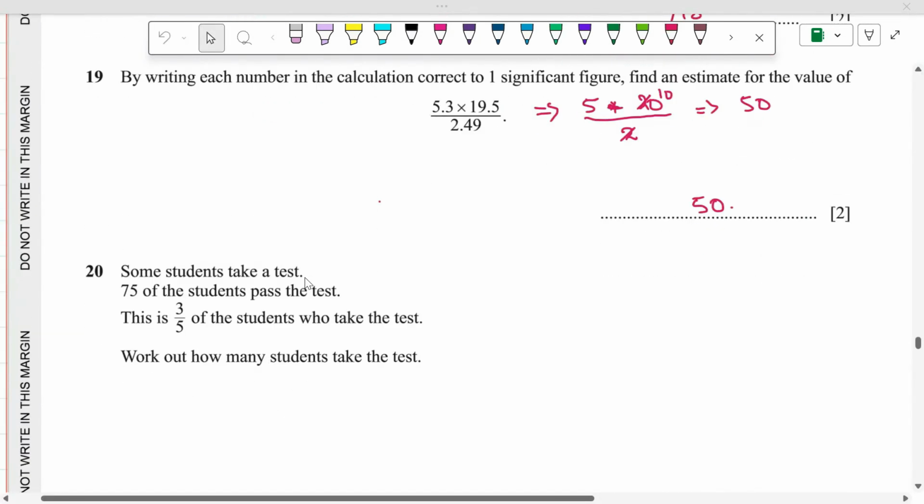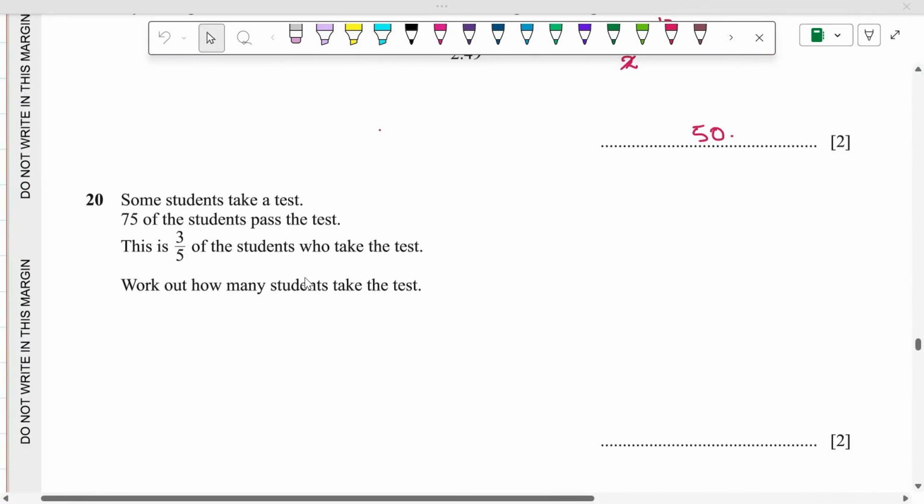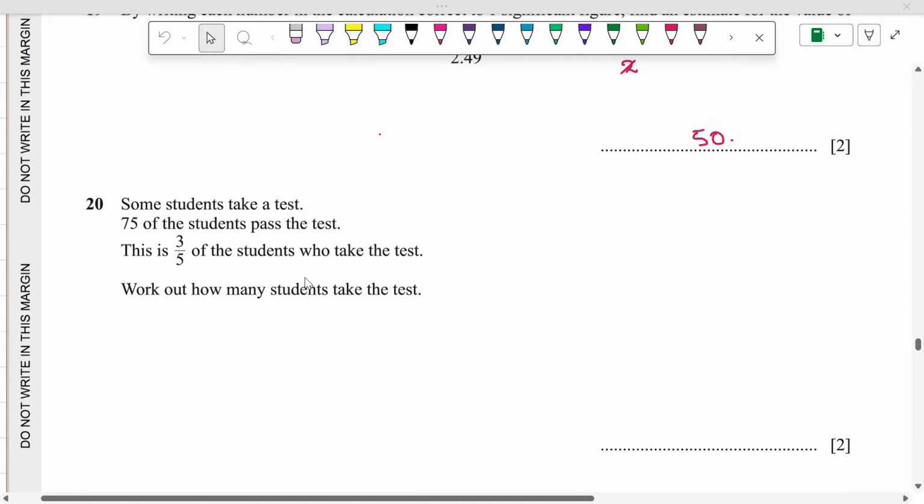Okay, let's move to question number 20. Some students take a test. 75 of the students pass the test. This is 3 over 5 of the students who take the test. Work out how many students take the test.